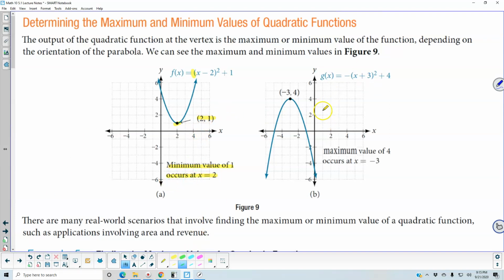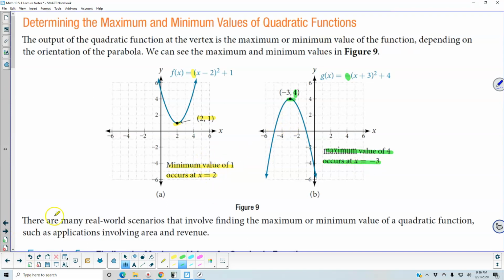Now, on the one to the right, we can see that the vertex is (-3, 4), and this parabola is opening downward. The reason why it's opening downward is because this part right here is negative. So if you're thinking about a roller coaster, when you're going up the roller coaster, it meets its maximum and then goes back down. So the maximum value is the y-coordinate of 4, and it occurs when x is equal to negative 3. So it's really important to distinguish between those two.